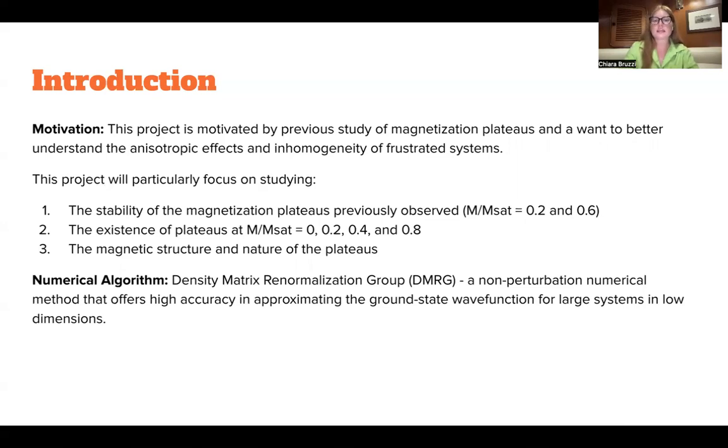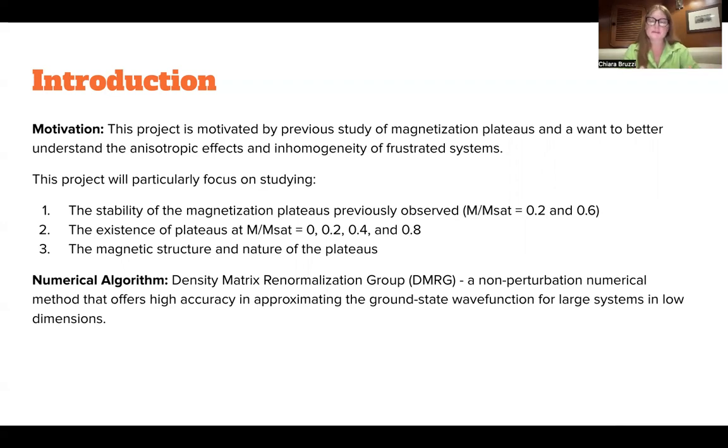I'm mainly going to be looking at the stability of magnetization plateaus previously observed at values of 0.2 and 0.6, as well as the existence of possible plateaus at 0, 0.2, 0.4, and 0.8. Lastly, I'm going to be looking at the magnetic structure and nature of the plateaus.